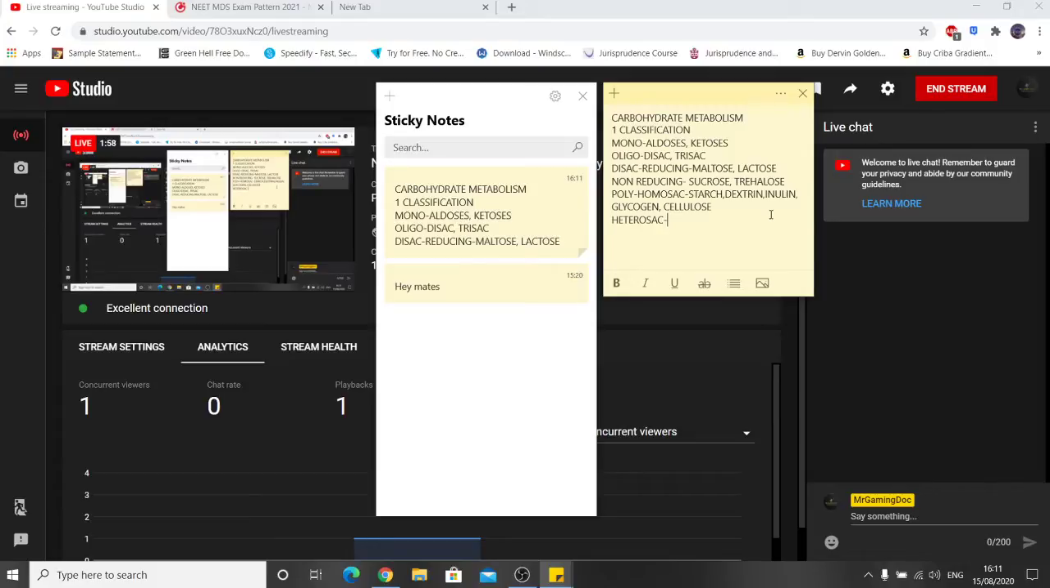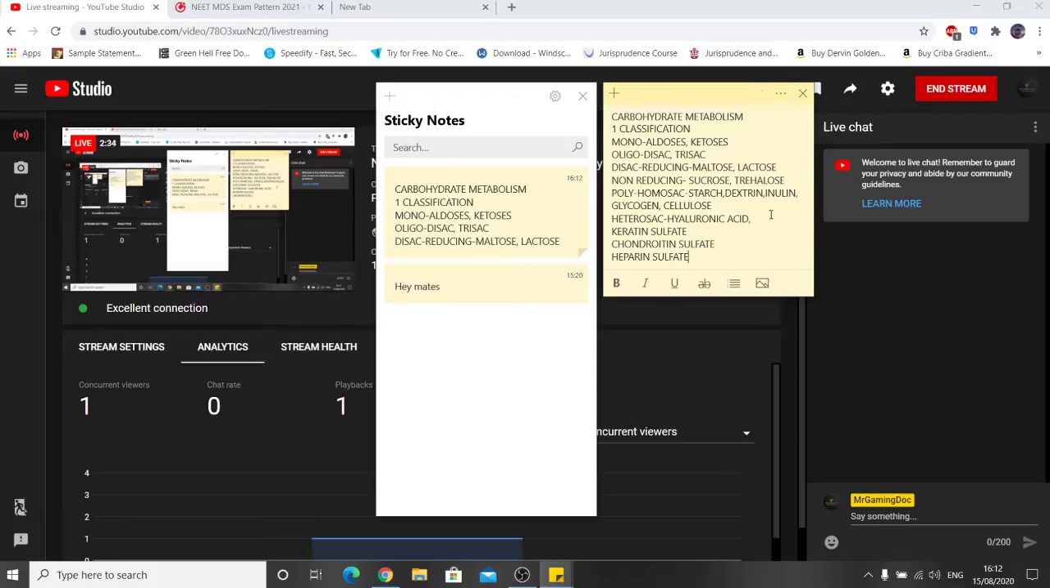So heterosaccharides are hyaluronic acid. I'll be giving you a hint to remember how these things can be buried much more deeply in your minds. Chondroitin, keratan sulfate, chondroitin sulfate. Yes. And heparan sulfate.